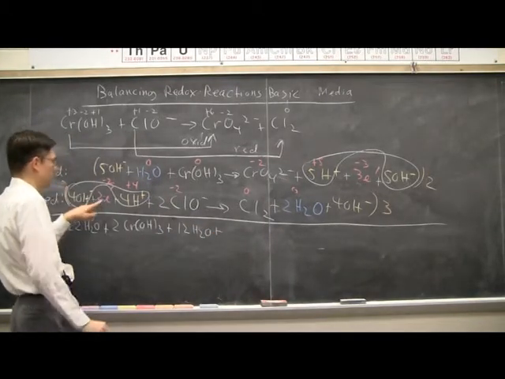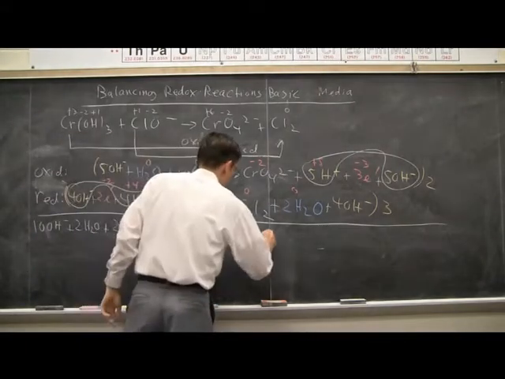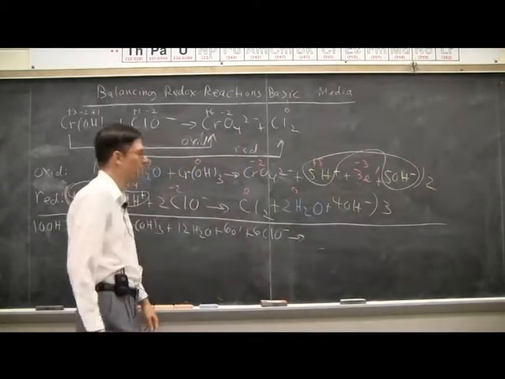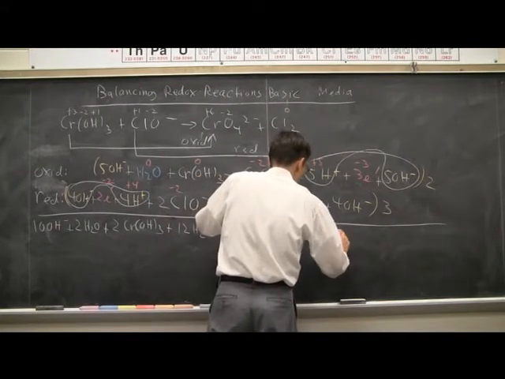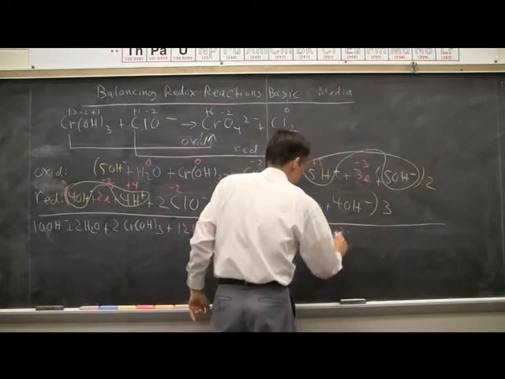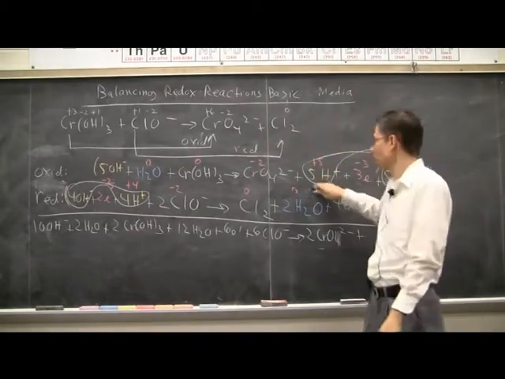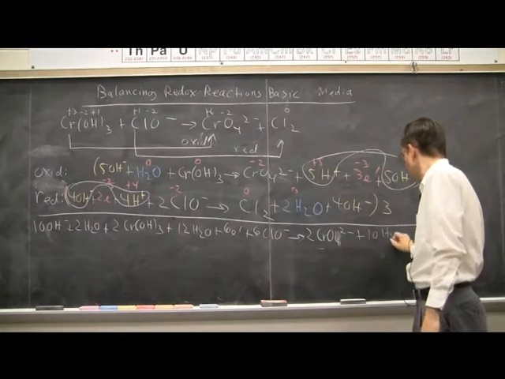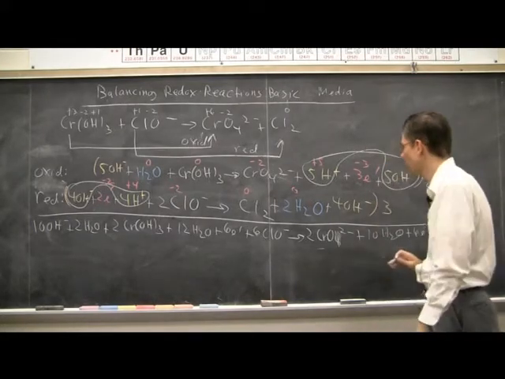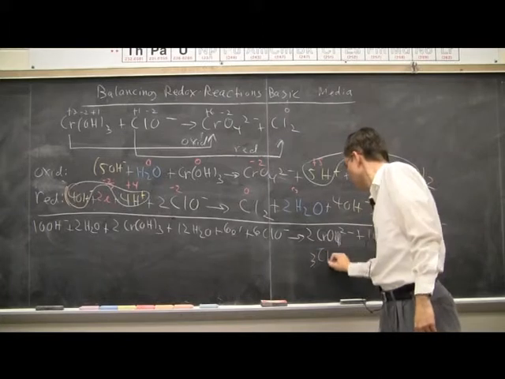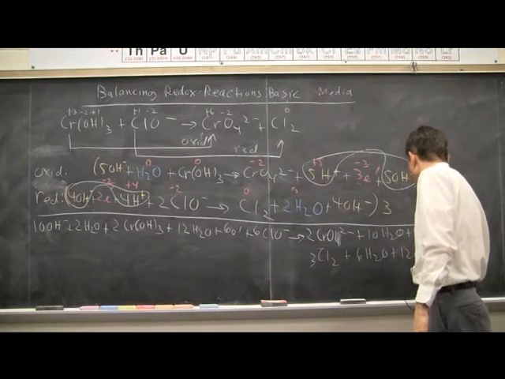We have our electrons here. Sometimes that gets mixed up there, so make sure we have that. We have 6 electrons, and then we have 6 ClO minus. Product side, we have 2 CrO4 2 minus. And then, again, we have the waters here we have to worry about. So we have 5 times 2, that's 10 waters. And then we have 6 electrons. I'm just going to continue it down here. We have 3 Cl2 and 6 waters and 12 OH minus.